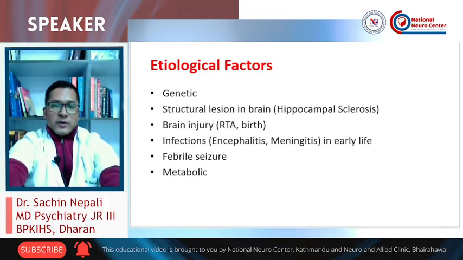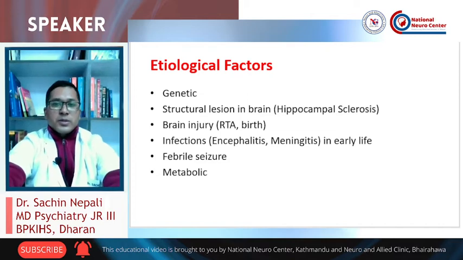These are the etiological factors for temporal lobe epilepsy. One is genetic. Second is structural lesion in the brain, and in that, hippocampal sclerosis is the common one. Likewise, brain injury, including road traffic accident and birth injury, infections in early life, febrile seizure, and metabolic disturbances.